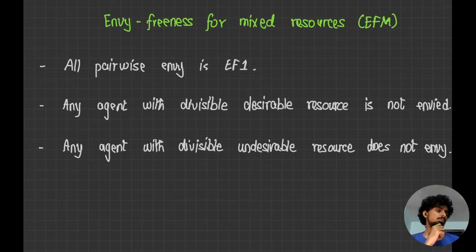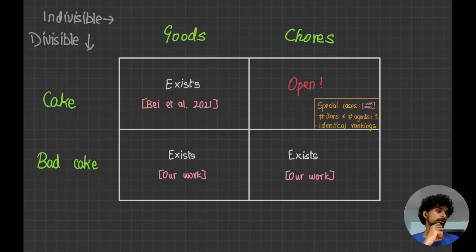This model was introduced by Bei et al. For the goods plus cake setting, they showed existence. We extended the definition to both desirable and undesirable resources. We were able to show existence and computation modulo a particular oracle when you have bad cake and both goods and chores. However, when you have indivisible chores and divisible cake, it still remains open. We were able to show existence in special cases, but not in the general case.